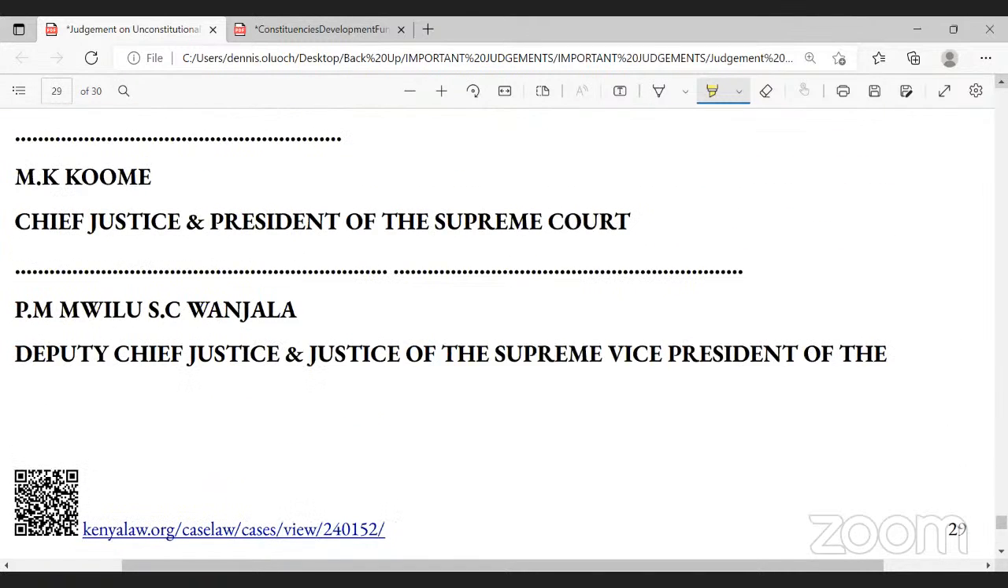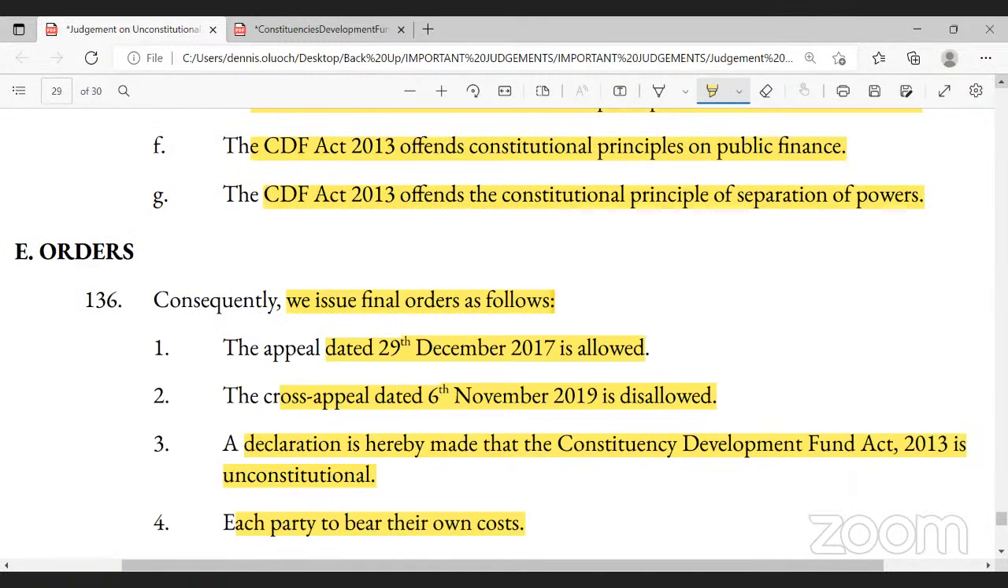So what is now the fate of the CDF Act? The CDF Act 2013, as declared here, is unconstitutional. It is so determined and found. And it is good, sometimes people go to court, not necessarily to win cases, but to find a proper closure to that particular case. And so on the constitutionality of the CDF Act 2013, that matter is now closed. And so it is important that we appreciate that it is closed.